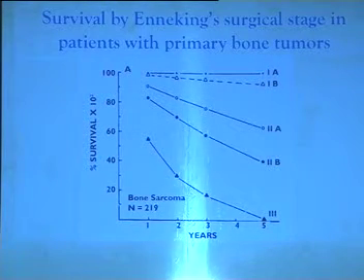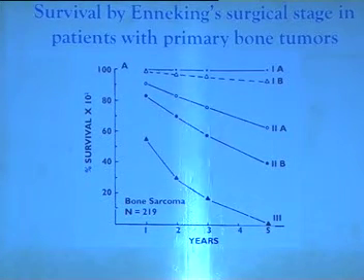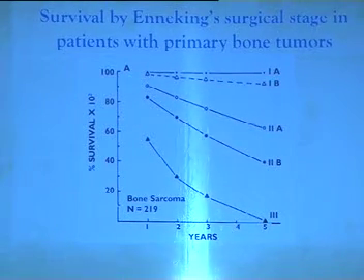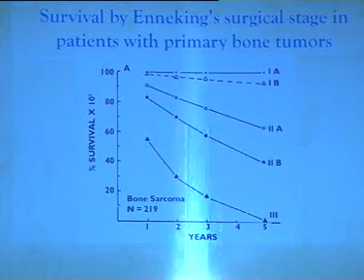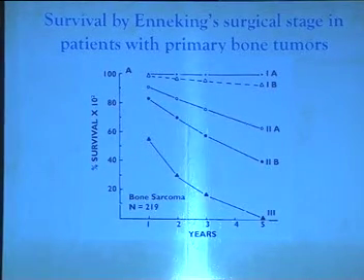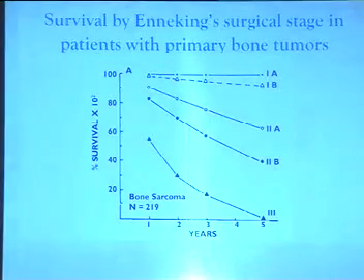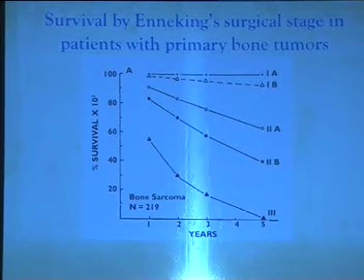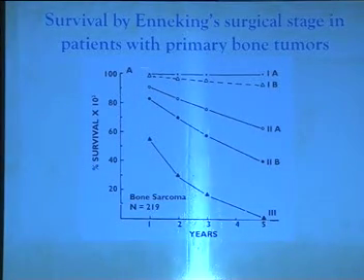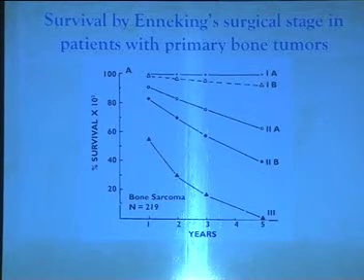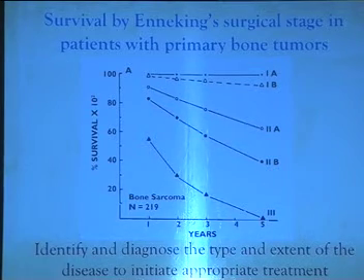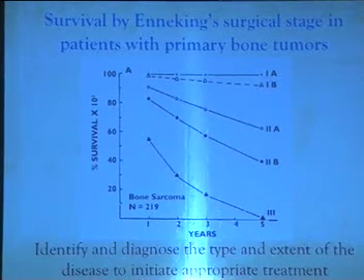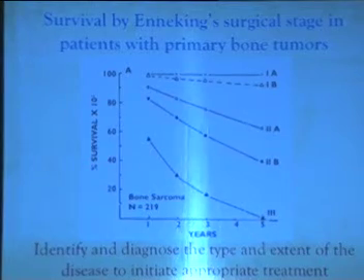So why do we need it? If you look at this graph, which very nicely demonstrates the survival patterns of the patients who have been treated with multimodality therapies, and these have been stratified according to Enneking's surgical staging, you can see very carefully the tumors which had certain specific stages did much better than the tumors which were having different staging. So this actually helps us to see that we need to identify and diagnose these types of tumors very precisely.